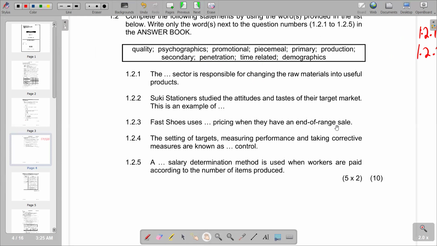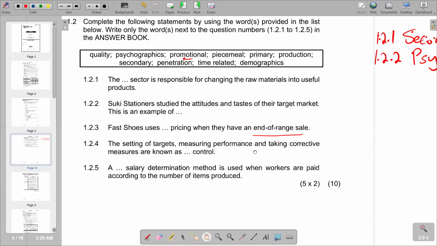Then we can move on to the next one, which is saying Fast Shoes uses dash pricing when they have an end of range sale. We need to understand exactly what we mean by an end of range sale. This is an occasion when goods relating to a particular season are sold at a lower price. So the basic idea is that goods are being sold at a lower price. If you look at the responses that we are given, promotional pricing becomes the correct answer. So we have got 1.2.3, and we are saying promotional pricing.